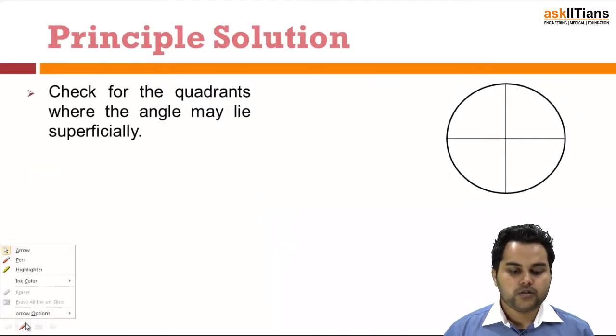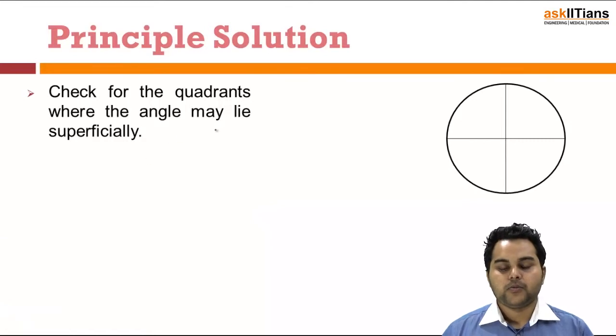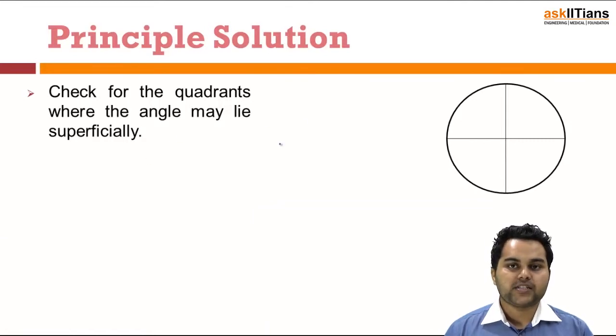Now what's the principal solution? Principal solution is the basic solution that shall lie in the first quadrant itself, in the first circle itself. As in, if I am having a value, I already know that the values of the solution for the trigonometric equation would be periodic in nature.